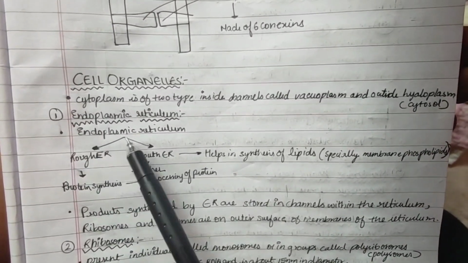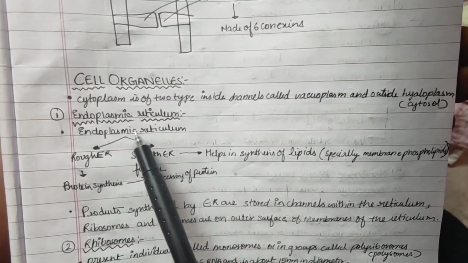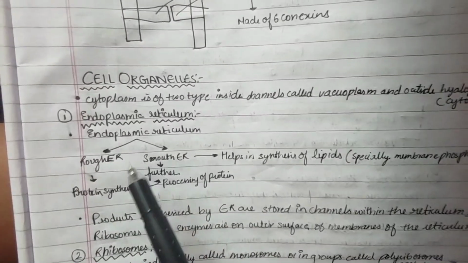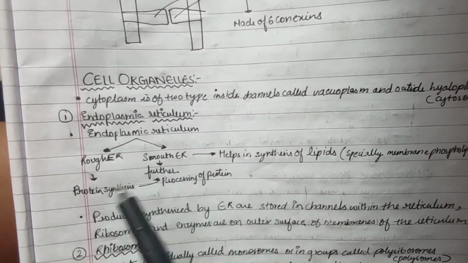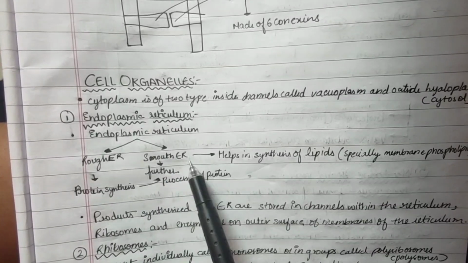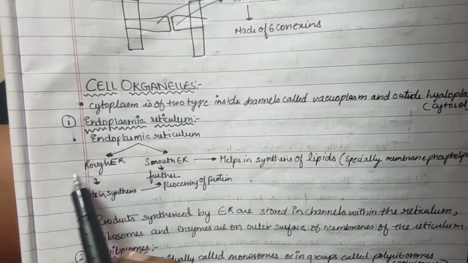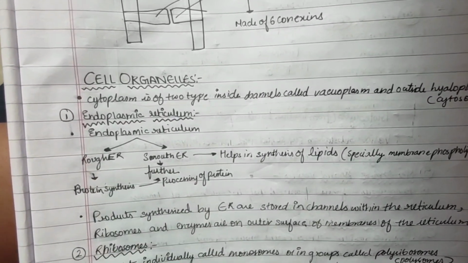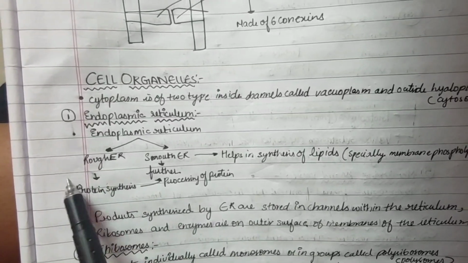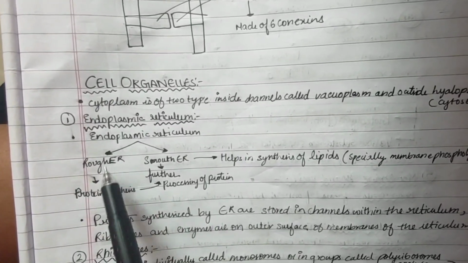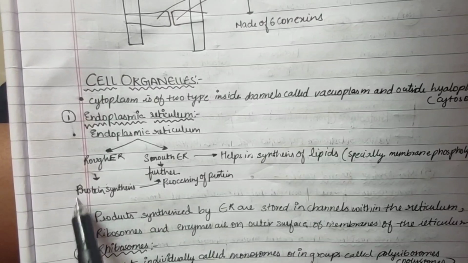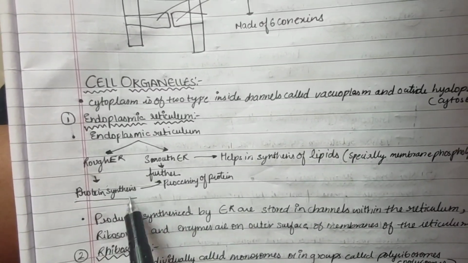Now endoplasmic reticulum. It is the first organelle we are discussing here. Endoplasmic reticulum is of two types. You already know that: rough endoplasmic reticulum and smooth endoplasmic reticulum. Rough endoplasmic reticulum is associated with ribosomes, so it has a rough surface, and the name comes from it. Its main function is protein synthesis.